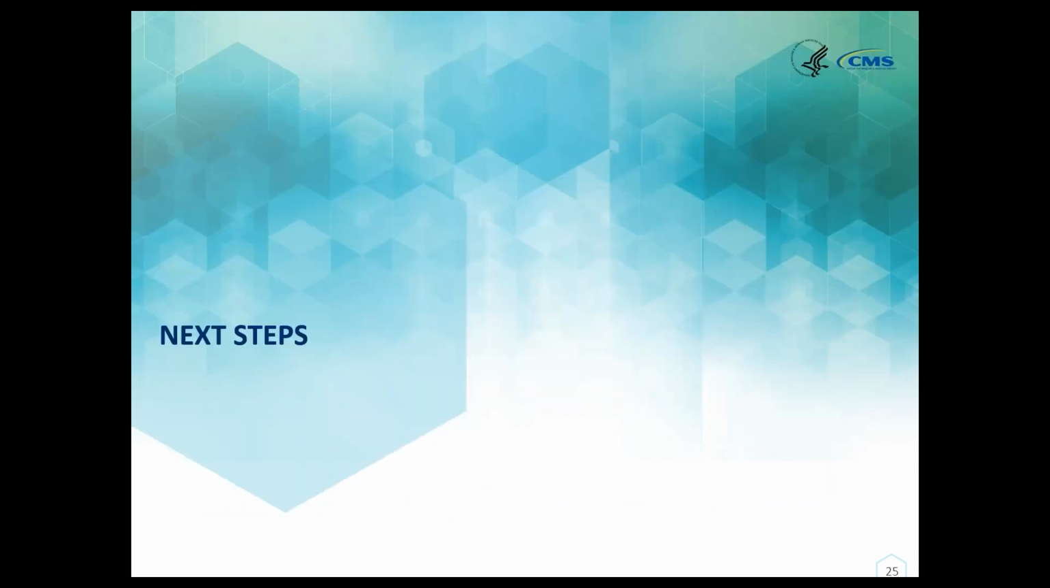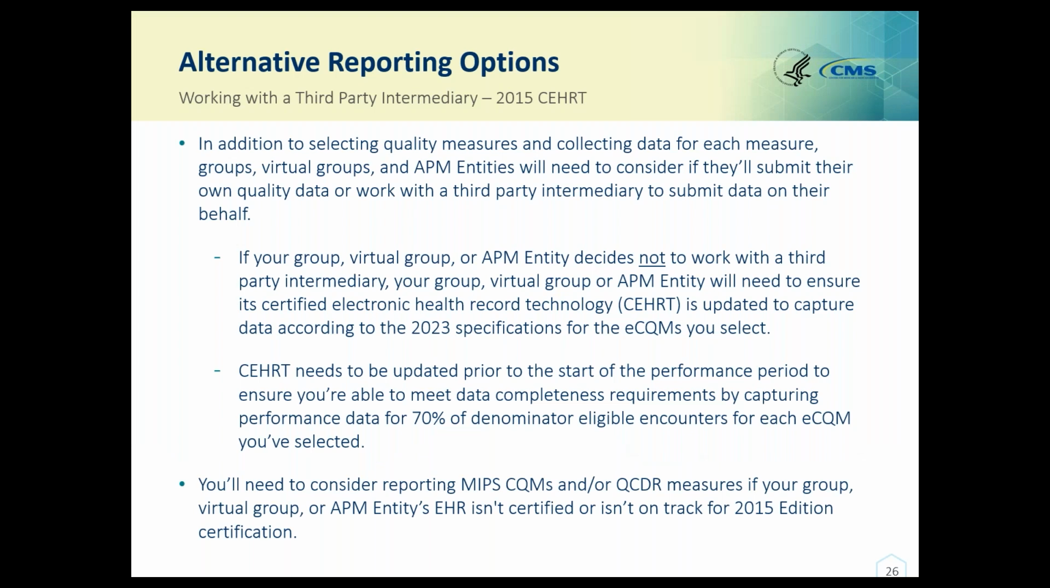Now I'm going to discuss next steps pertaining to third-party intermediaries. Next slide, please. As groups and virtual groups select quality measures and collect data for each measure, you'll need to consider if you'll submit them on your own, so you'll submit your own quality data, or you'll work with a third-party intermediary to submit data on your behalf.